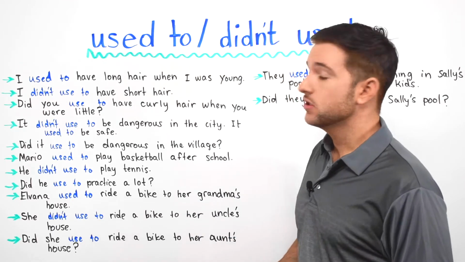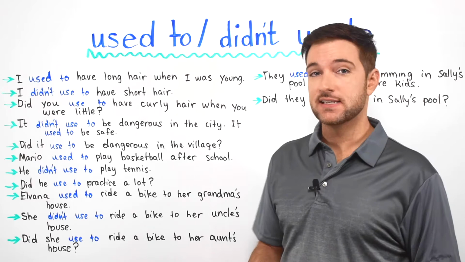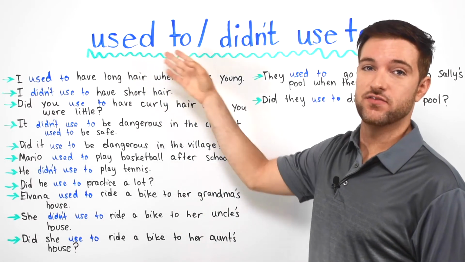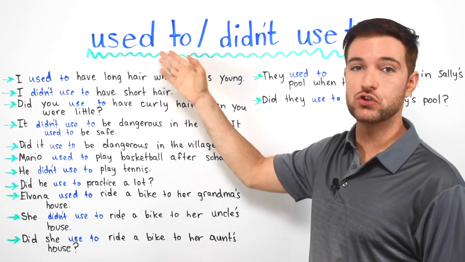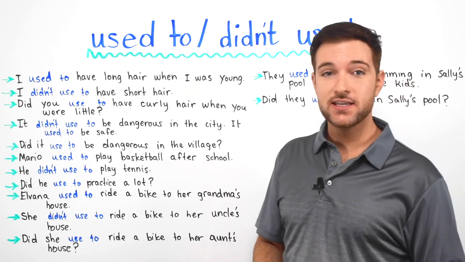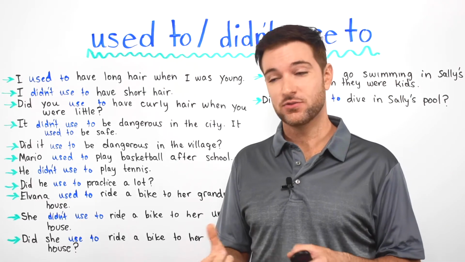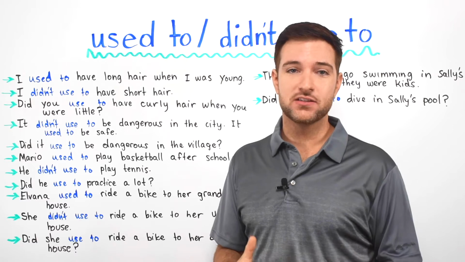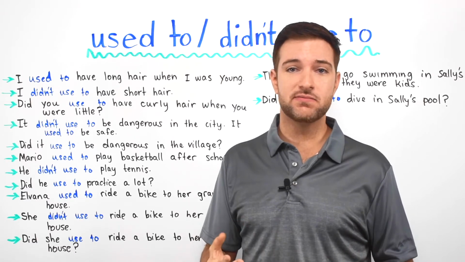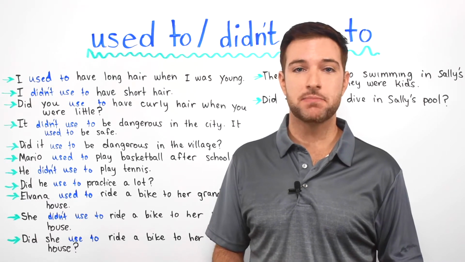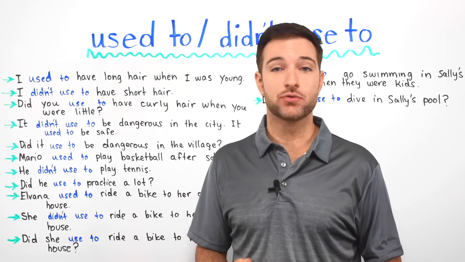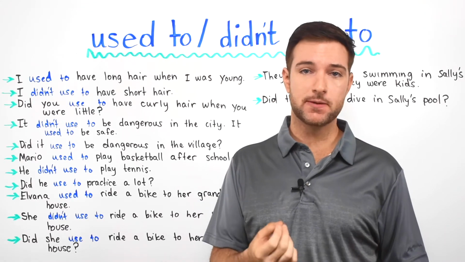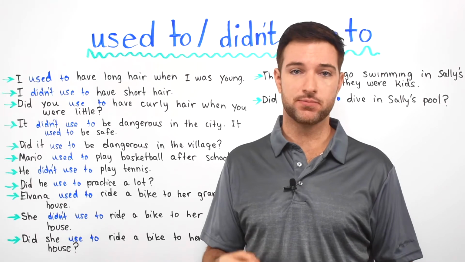Now, in English, we have a word. The word is used and then it's followed by to. So we say used to. All right, and in English, used to is used by English speakers to describe any activity that happened many times in the past or to refer to an activity that was true in the past but is no longer true in the present.